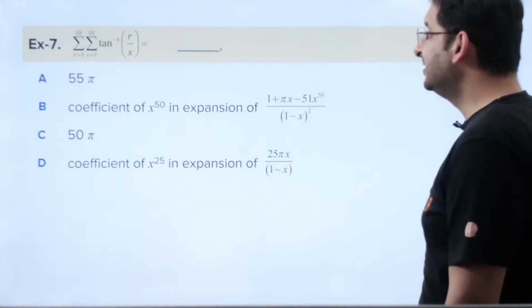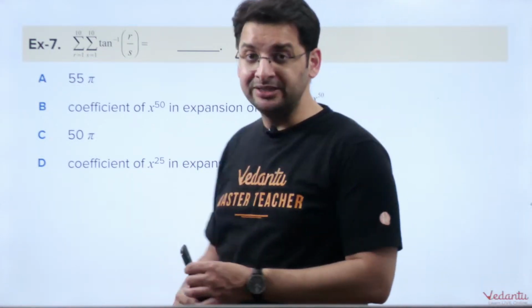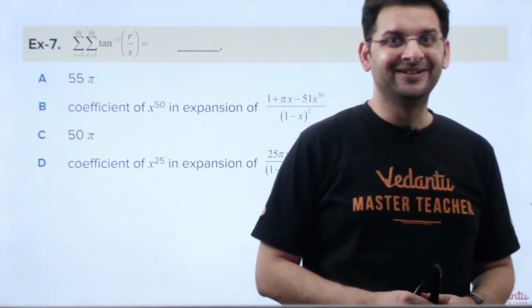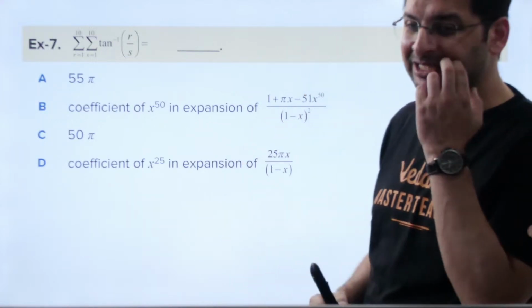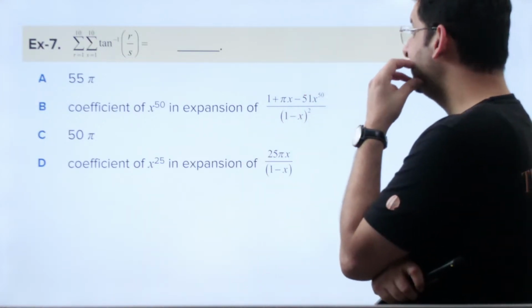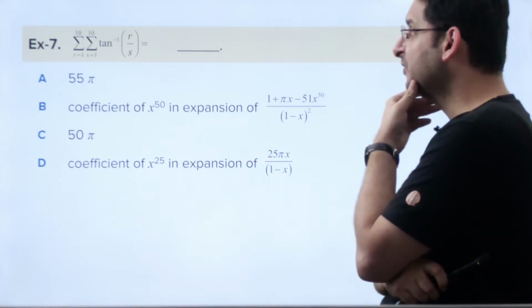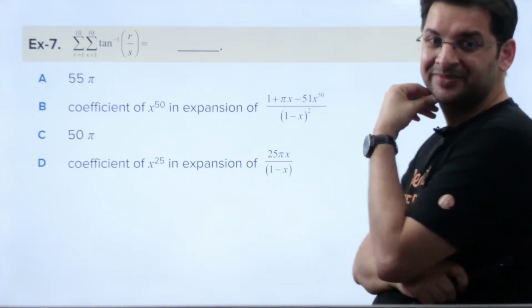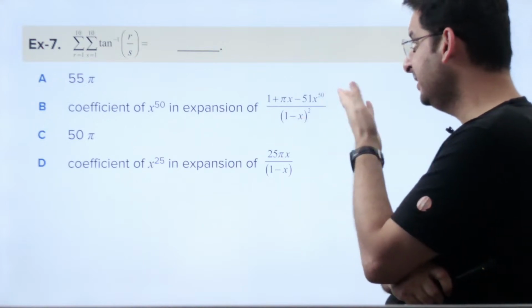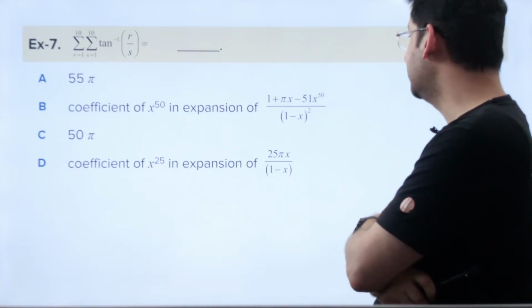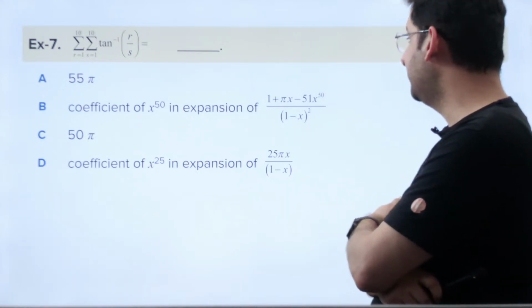Sigma, sigma. So double sigma. This is a problem faced by a lot of students. How do we open sigma, sigma? Sigma, sigma tan inverse r by s, where s varies from 1 to 10 and r varies from 1 to 10. Is it 55 pi? 50 pi. Coefficient of x to the power 15 in the expansion of this. Coefficient of x to the power 25 in the expansion of this.